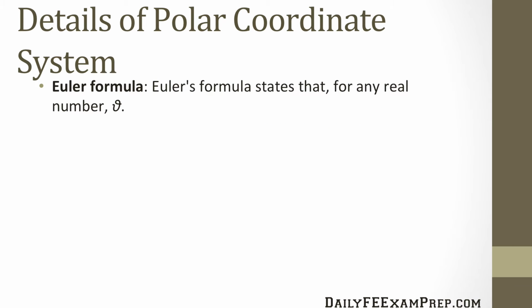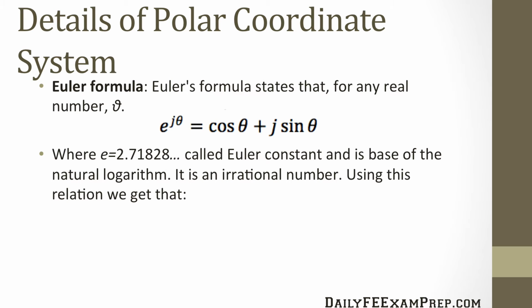Now, Euler's formula. Euler's formula states that for any real number theta, e raised to the j theta is equal to cosine theta plus j sine theta, where e is equal to 2.71828, which is also called Euler's constant and is the base of the natural logarithm, ln. It's an irrational number, so using this relation, we get a plus jb is equal to r times e raised to the j times theta.